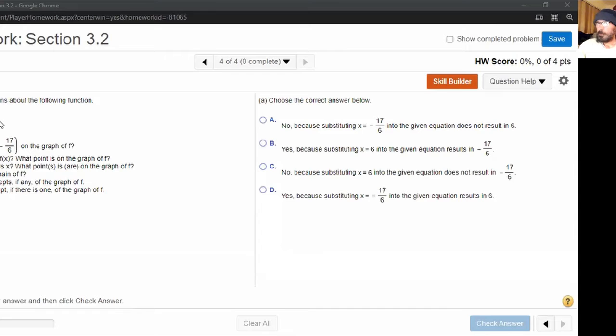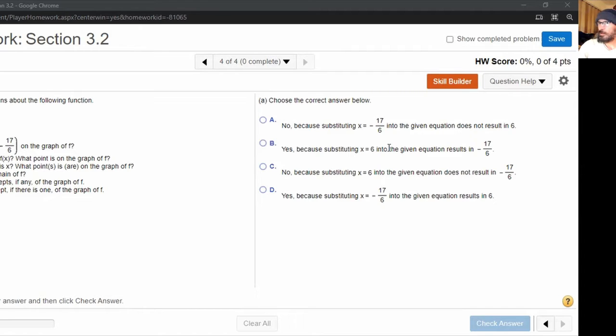This is the problem from this section that gave my previous class the most difficulty. We're given a function, f of x equals the quantity x plus 12 over the quantity x minus 11. And our first question is, is the point 6 comma negative 17/6 on the graph of f? To find this out, all we have to do is plug in 6 for x and calculate and see if we get the same thing.